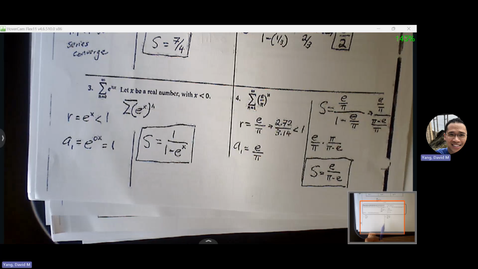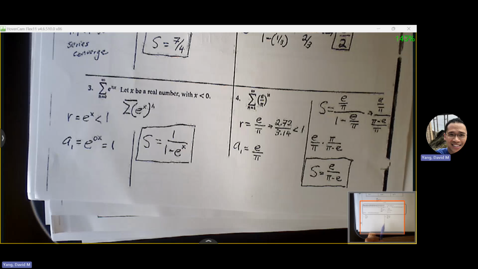So number three, we see that if we can get that exponent n to come out, then our ratio is e to the x. And we know e to the x is less than 1. Well, e is around 2.7, but if you have 2.7 raised to a negative exponent, then it's like 1 over 2.7. And you know that ratio is definitely less than 1, so that's a safe converging series.